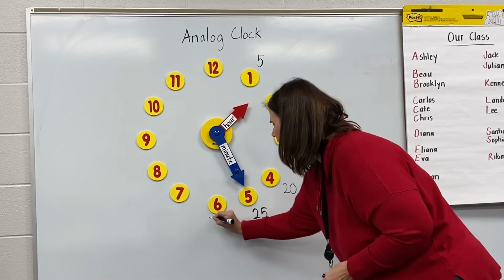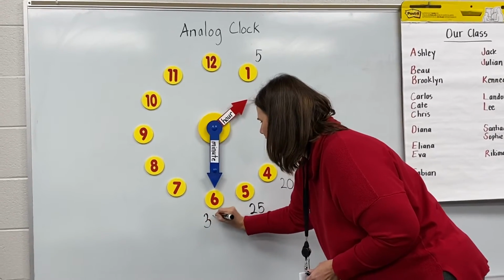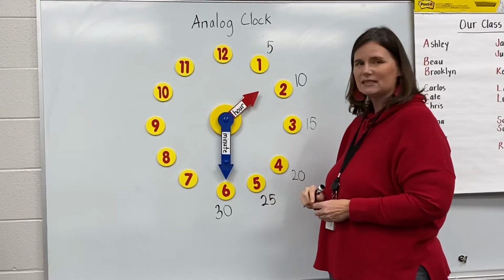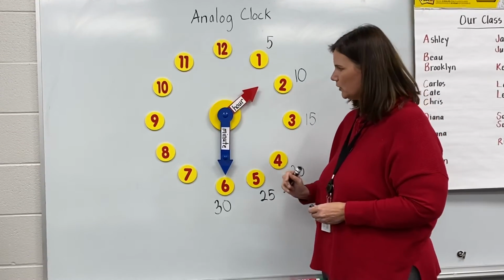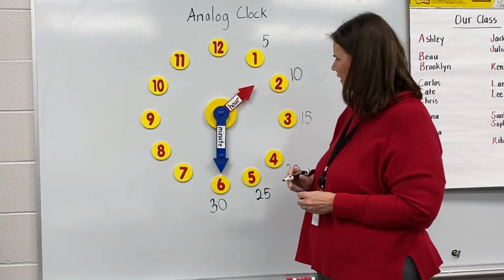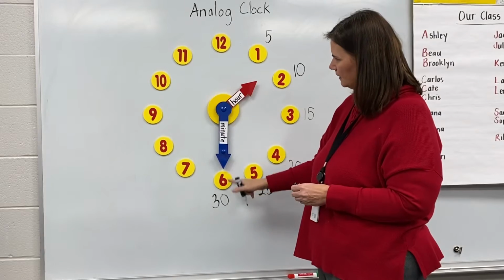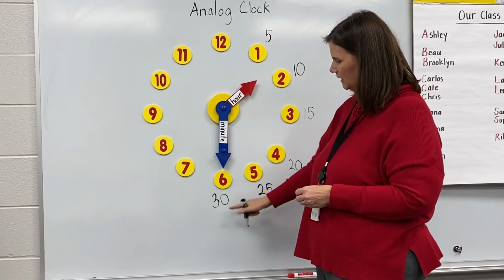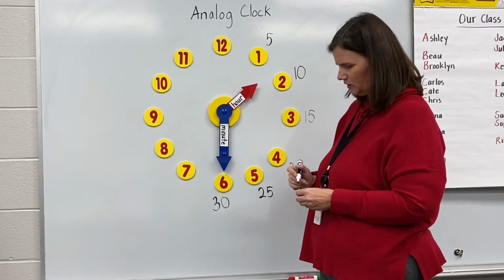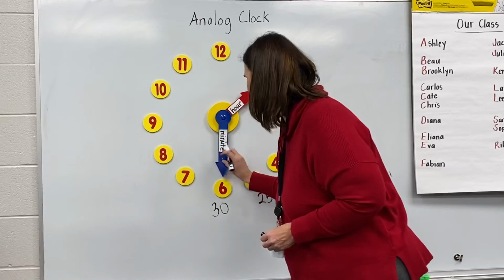25 and 30. And we know that 30 minutes is half of an hour. Notice that the hour is in between the 1 and the 2. And the minute hand is pointing down here, 30 minutes. It is half of the clock, half of an hour. Let's keep going.